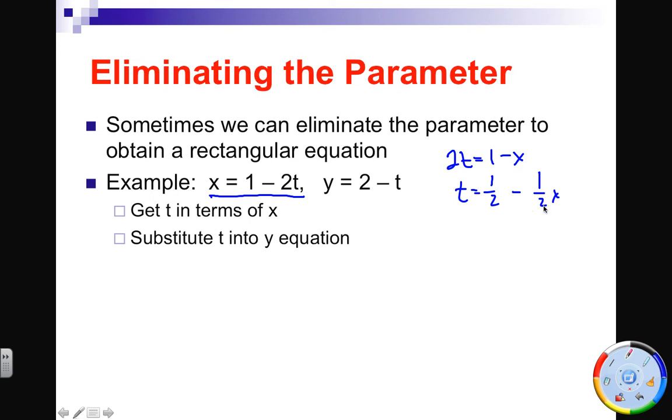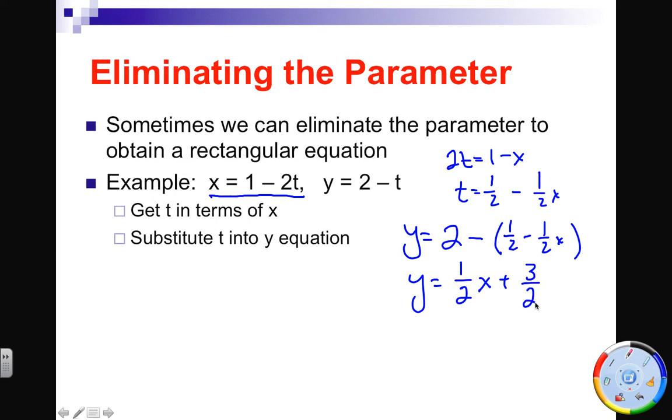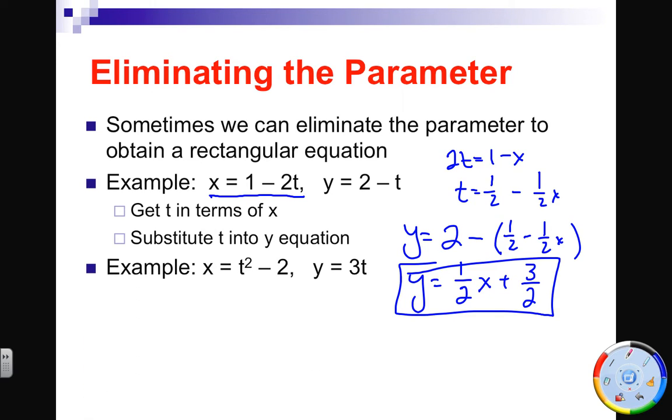And then if I know that t is something, well, I have a y equals, so y is equal to 2 minus (1/2 minus 1/2 x). So I get minus a negative half makes a 1/2 x, and 2 minus a half is 3/2. And there you go. If you were to graph this parametric equation on your calculator in parametric mode, you should get a graph of the line 1/2 x plus 3/2. What about this next one?